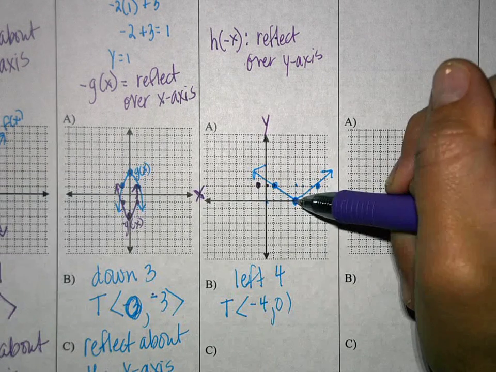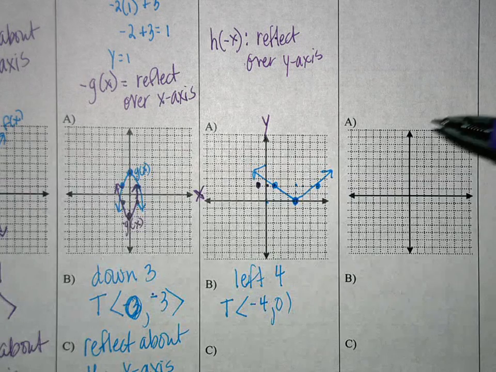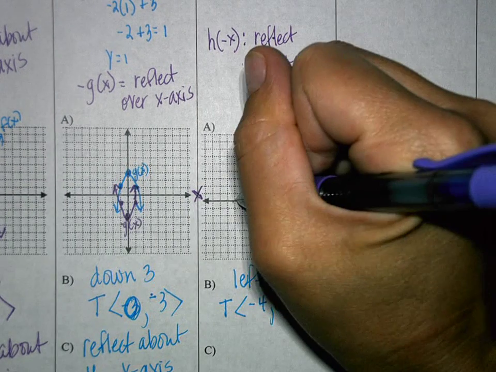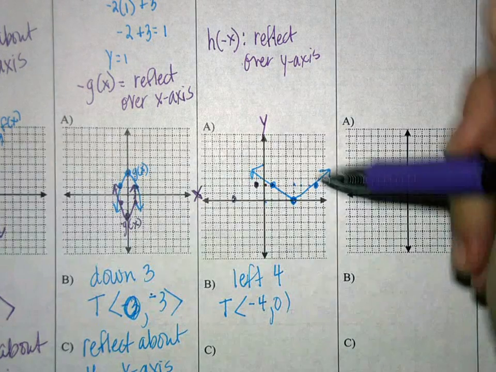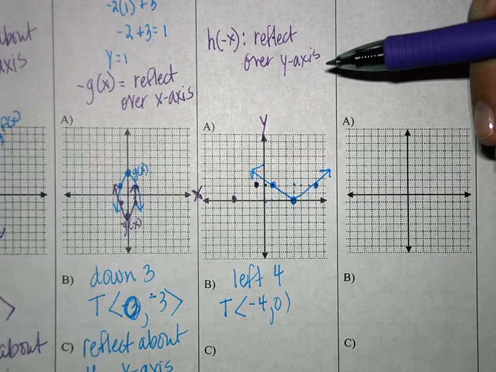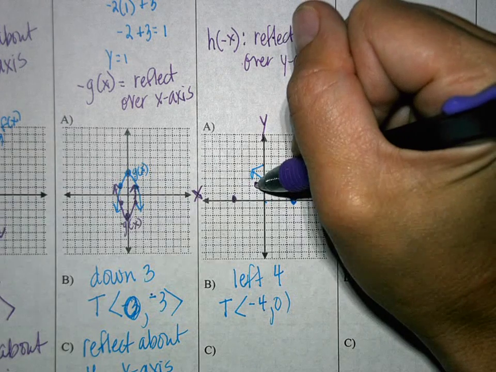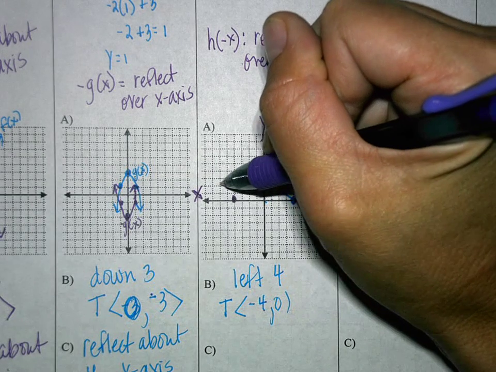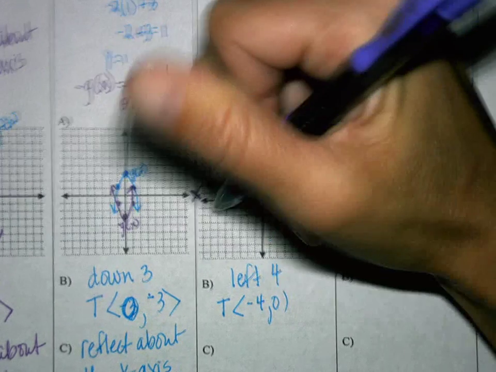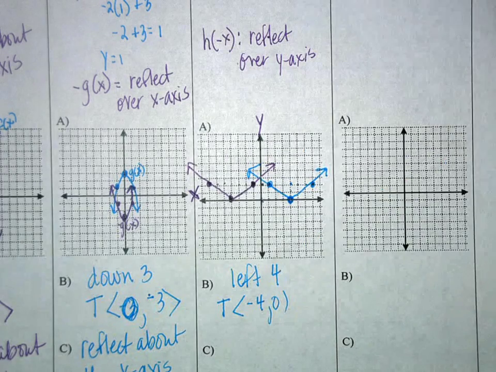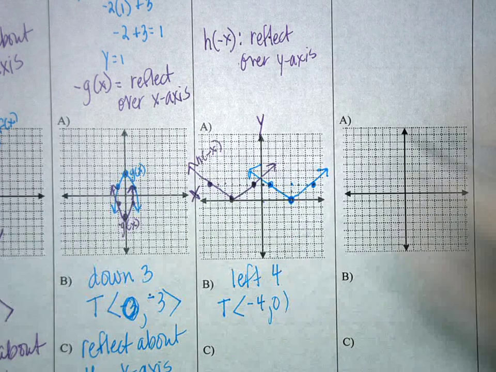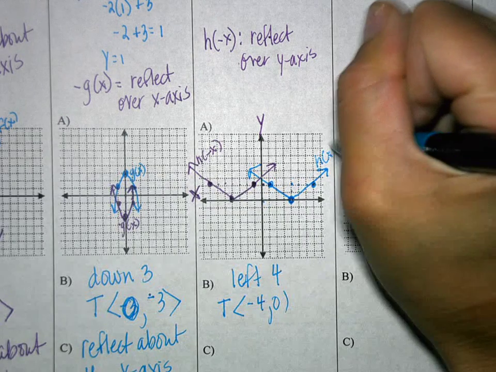This is how many points from the y-axis? 4. And so we count 1, 2, 3, 4 on the other side of the y-axis. And then this one was how many away? 7, I think. 1, 2. And then we draw our lines. And we should also label them. So this one is h of -x, and this one was h of x.